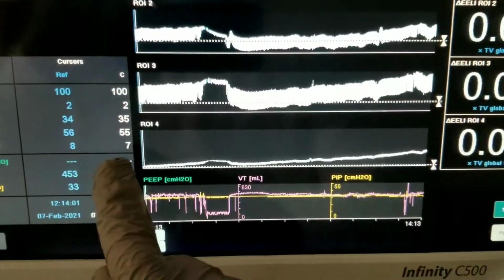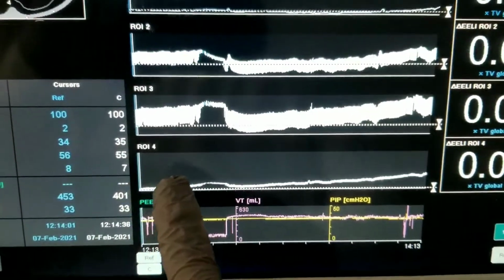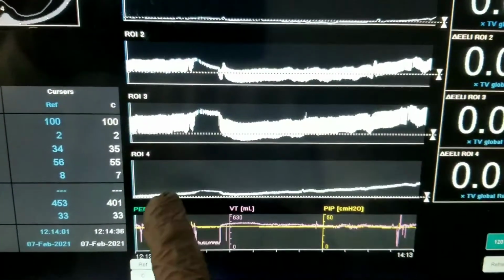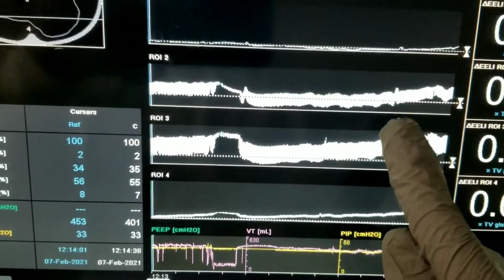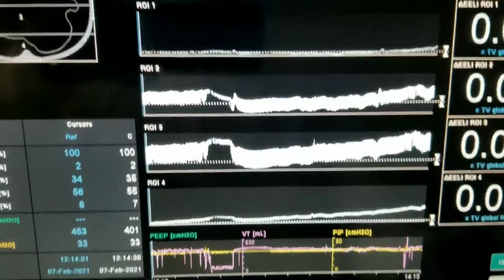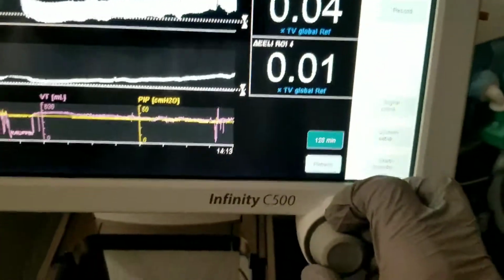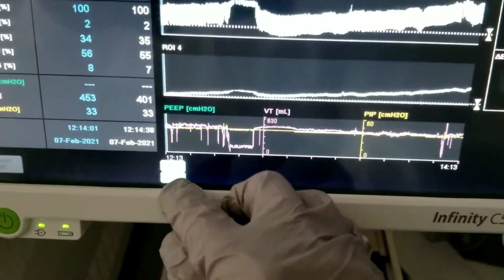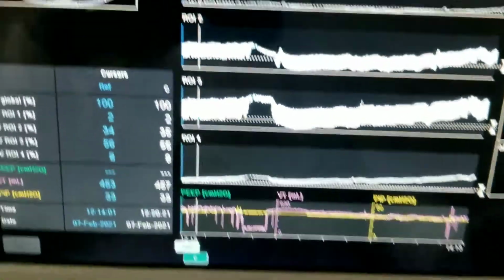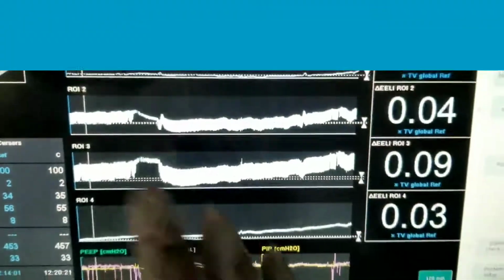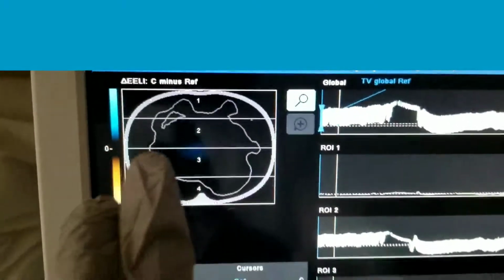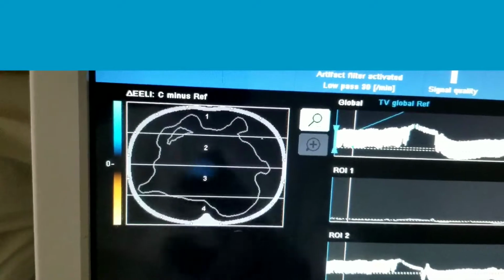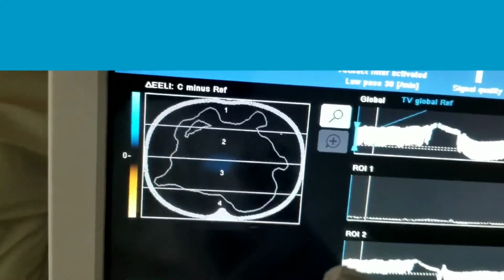So over time, let's just look at the trending. This is telling you that whatever you did, you are recruiting lung in this region and that region. Okay, minimal at the ventral region. And now I'm going to use the scroller after pressing the control. This shows the trend. So we got kind of like this trend that we can see. This is a color-coded method, which will also show the regional distribution.